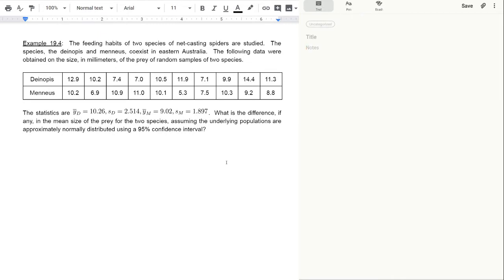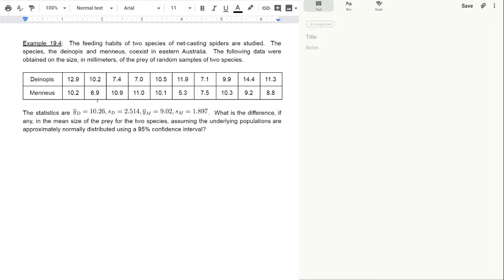So we have the feeding habits of two species of net casting spiders being studied. The species Dinopus and Menaeus coexist in eastern Australia. The following data were obtained on the size in millimeters of the prey of random samples of the two species. So here we have sample data of the size of the prey, and we have the following summary statistics.